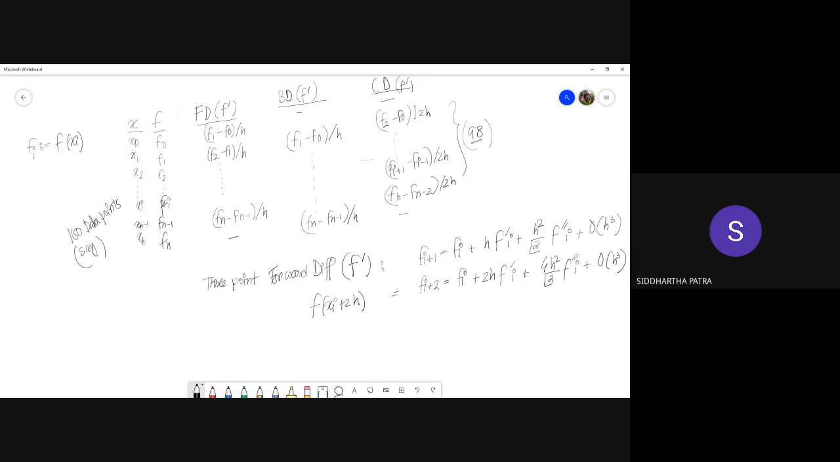Now, earlier in the previous example of the forward difference method evaluating the first derivative, we truncated at order h squared. But if we want to get rid of the order h squared term, what are we supposed to do? What we can do is subtract 4 times f i plus 1.